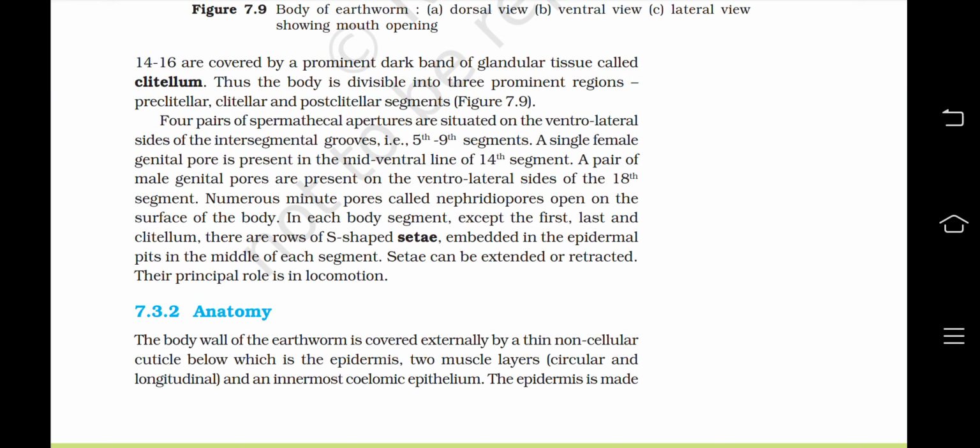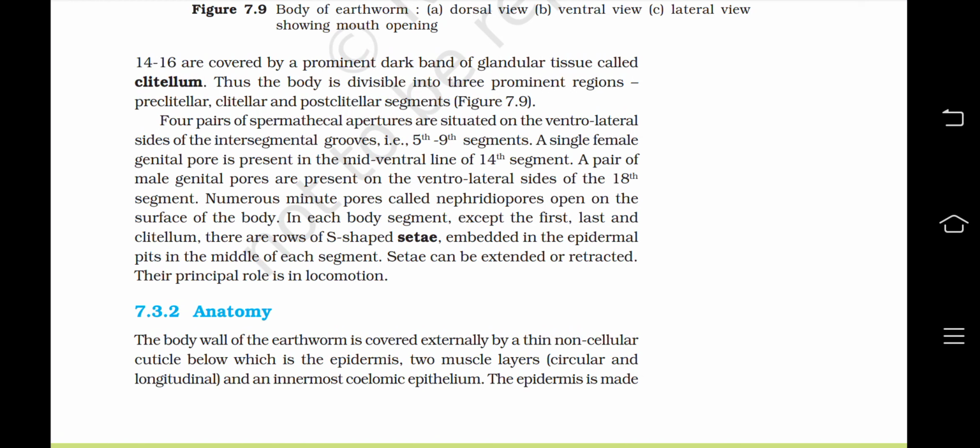In each body segment, except the first, last, and the clitellum, there are rows of S-shaped setae, embedded in the epidermal pits in the middle of each segment. Setae can be extended or retracted. Their principal role is in locomotion.